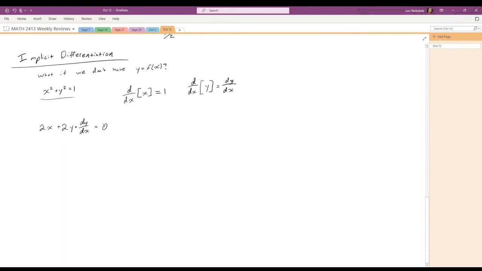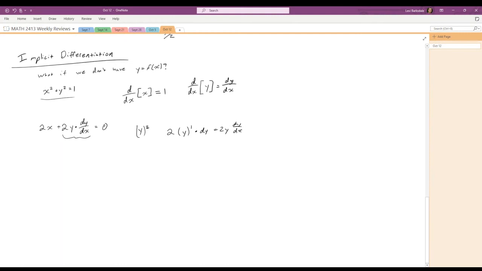So I guess one thing to note is we have 2y dy dx because of the chain rule. You can think of taking the derivative of y squared as first, you handle the squared part using the power rule. You bring the 2, decrease the power by 1, but then by the chain rule, you have to multiply by the derivative of y. And the derivative of y is dy dx by our rules of implicit differentiation.